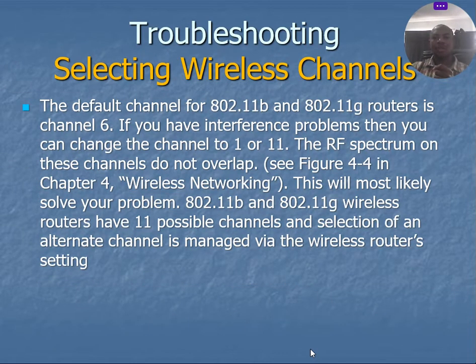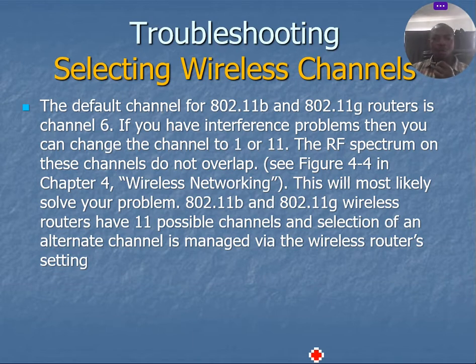We say selected wireless channels. Now you know the default channel for an 802.11b and 802.11g router is channel 6. That's the default by standard. If you have an interference problem, you can change your channel to 1 instead of 6, or to 11 instead of 6. The RF spectrum, the radio frequency spectrum, on these channels does not overlap, so that's good.